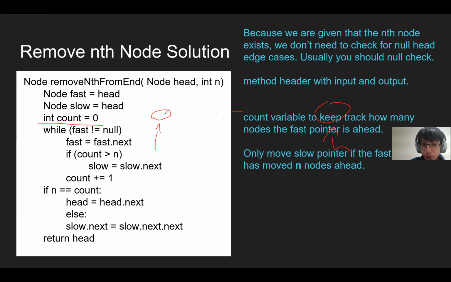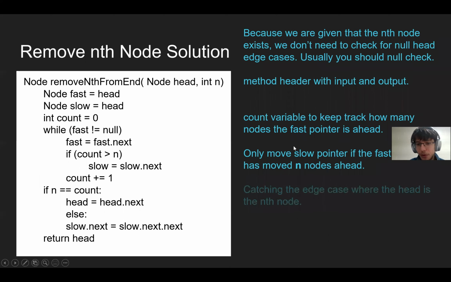Now we can keep moving both of them one by one until we get to the end. And if we move them one at a time each, then the distance between these two will still be n. So even if I move this one and this ends up being my last node, and this is last minus n, for example, the distance between them is still n, because I only moved the fast pointer to get to n, and then I move them each one at a time.